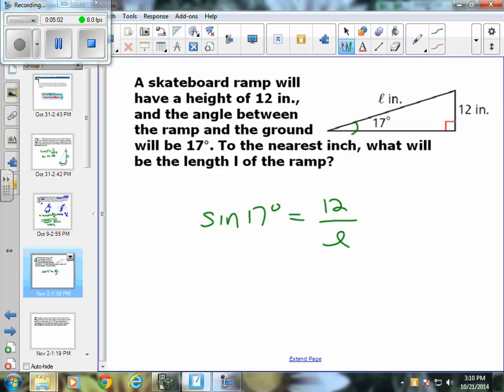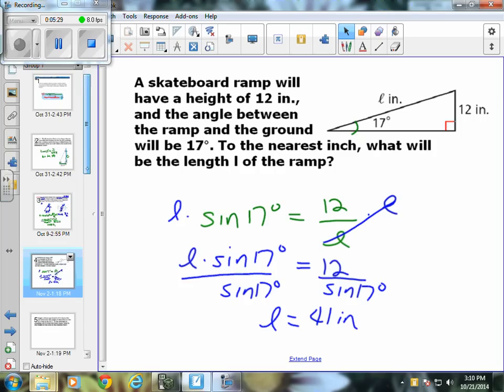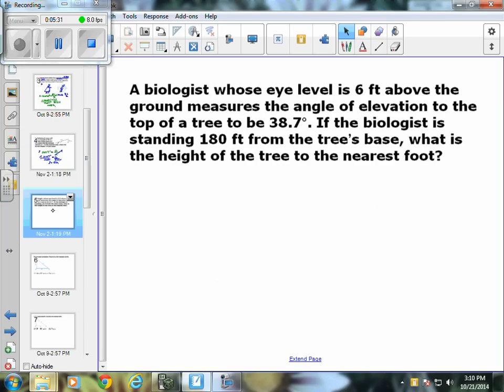So here we have this situation where the denominator is where our variable is. So I'm going to go ahead and times by L. And some people figure out the shortcut here that you're always going to be dividing then. So L times the sine of 17 degrees, divide by the sine of 17. Make sure you're in degree mode for all of these. And we divide, we get L is about 41 inches. I think that's rounded. Okay, so you're just looking for that right trig ratio to use, what you have and what you're trying to find.